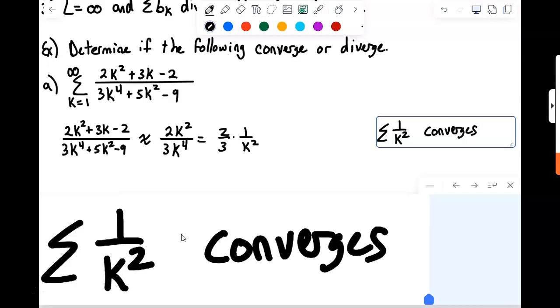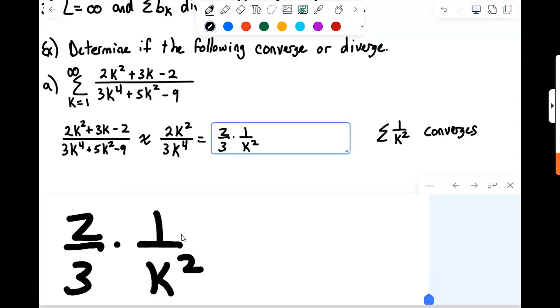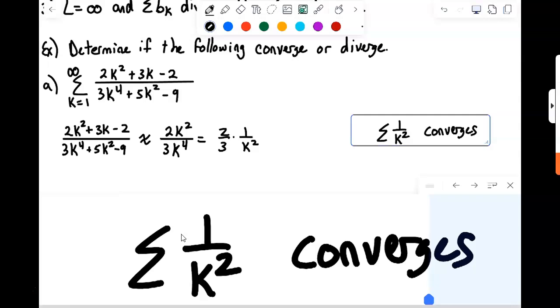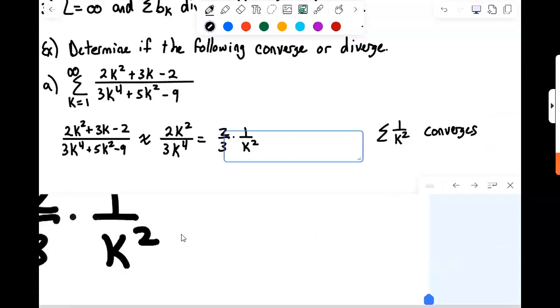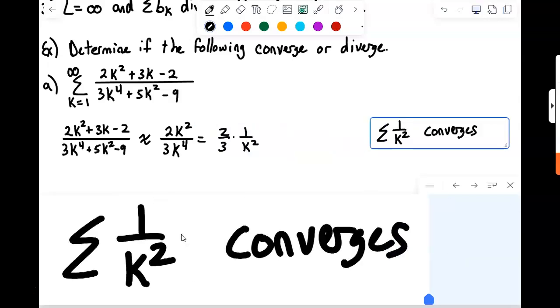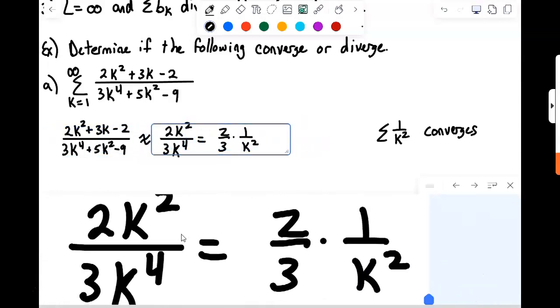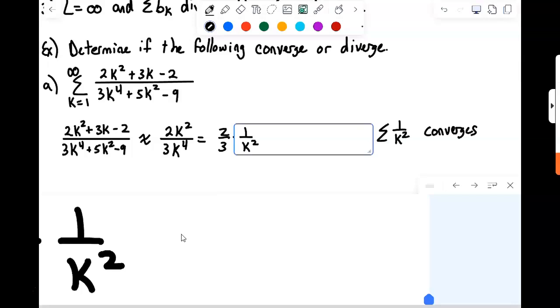So we're going to use the 1 over k squared function as the thing we compare it to. That's what we look for: we simplify this and see roughly what it approximates. And that's how we get our comparison series.